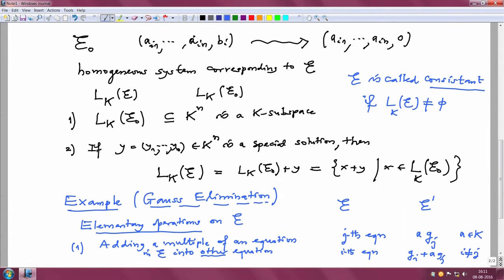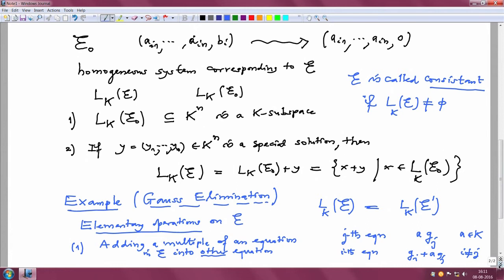This is because we know, if some tuple is in the solution space of E, then both Gj and Gi vanish there, and the new equation, now only the ith equation is changed, namely Gi is replaced by Gi plus A Gj. So both are 0, then the new equation also will be 0 and the remaining equations are same. So therefore in this process the solution space has not changed. So we are going to do this operation many times. This is one of them.